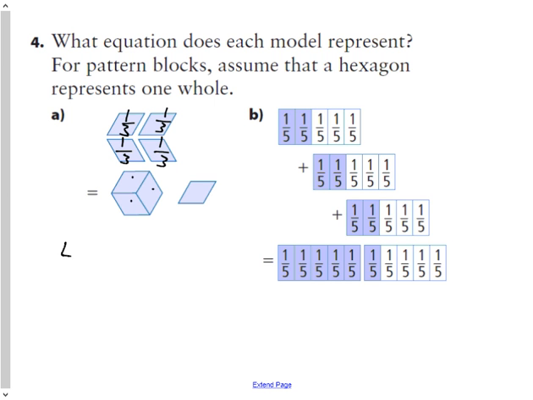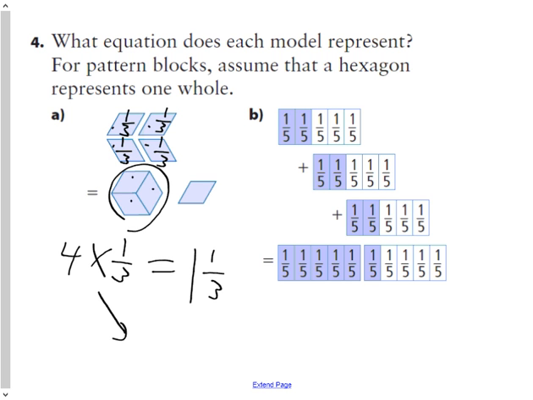So if I have 4 groups of 1/3, 1, 2, 3, 4, I can make 1 plus an additional third. Or more accurately, if I quadruple 1/3, I'd have 4 thirds, which is equal to 1 and 1/3.